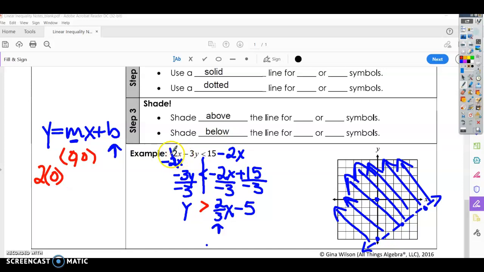So 2 times 0 minus 3 times 0. And then I want to know, is that less than 15? 0 minus 0 is 0. 0 is less than 15. This point is a solution. That means that point is in the shaded region. And therefore, I can decide that, yes, I did graph this correctly.